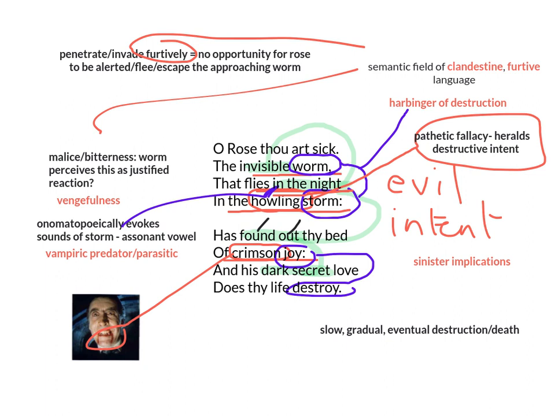Revenge is a dish best served cold, as that Shakespeare guy once said. So there's another way we can interpret this and add strength to that wronged and bitter invisible worm seeking revenge on the rose that would not return his affection. It's quite understandable, really. Now we're gaining an insight into what the worm is like, but there we go.